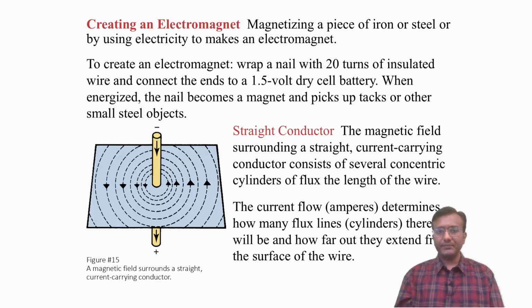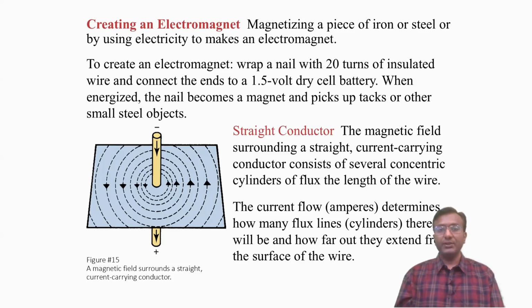Electromagnets. An electromagnet can be created by magnetizing a piece of iron or steel using electricity. For example, wrapping a nail with 20 turns of insulated wire and connecting the ends to a 1.5 volt dry cell battery will magnetize the iron nail, allowing it to pick up tacks or other small steel objects.